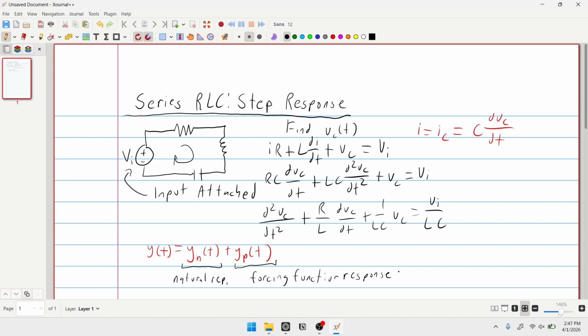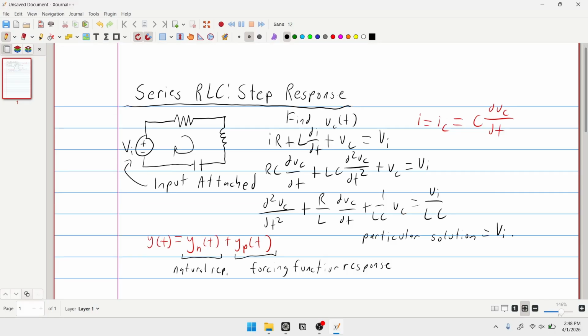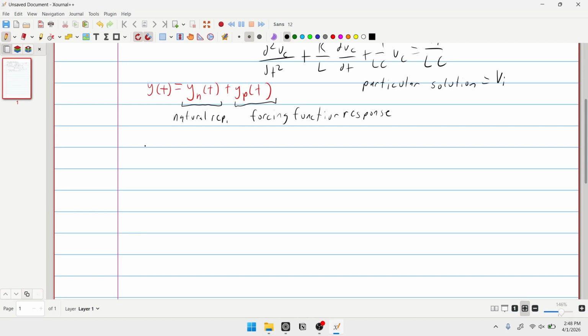And as we saw in parallel, we find that our particular solution equals Vi. You can go ahead and test out Vi, assuming Vi is constant, of course, and we'll see that Vi is in fact the solution for this differential equation. So knowing this, we find that our Vc of t is equal to Vi plus our natural response form.